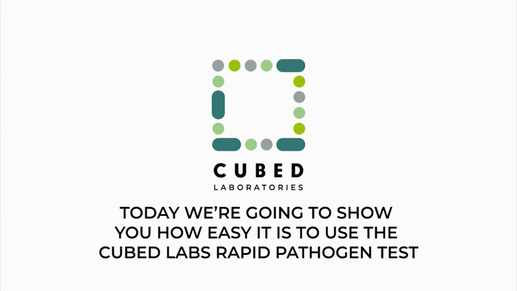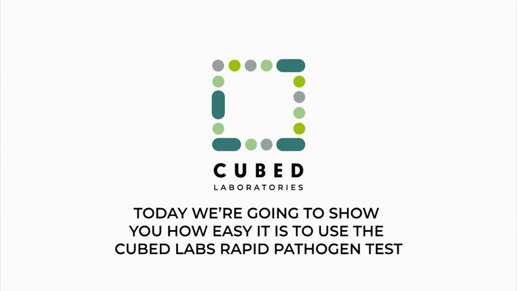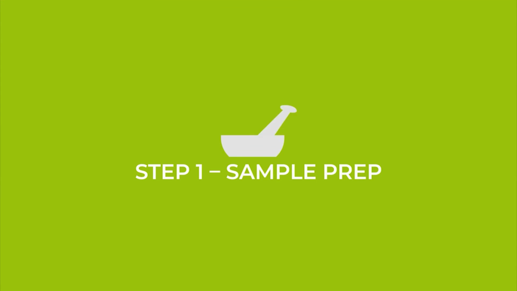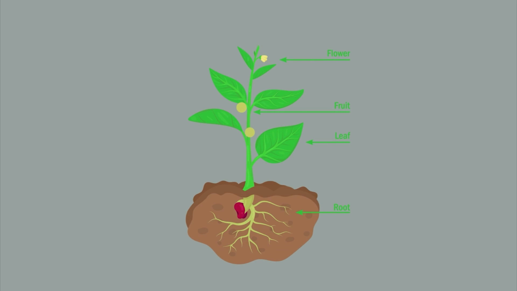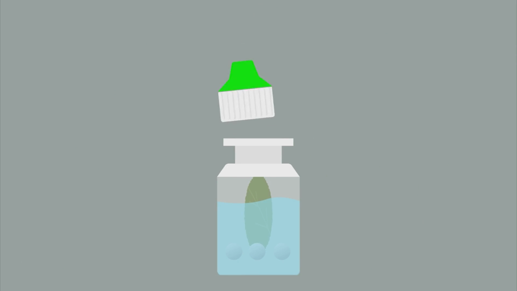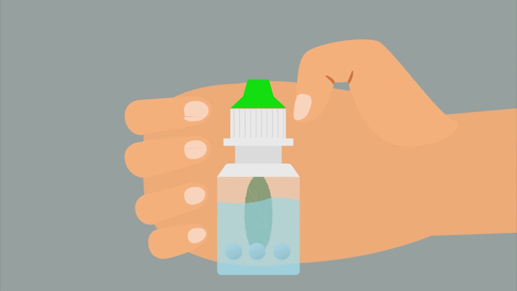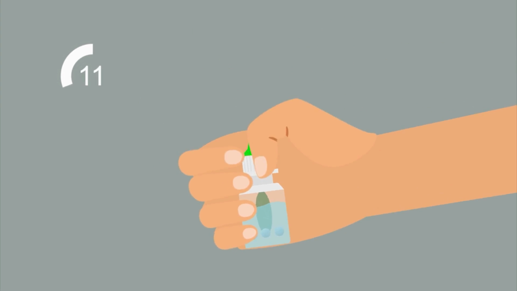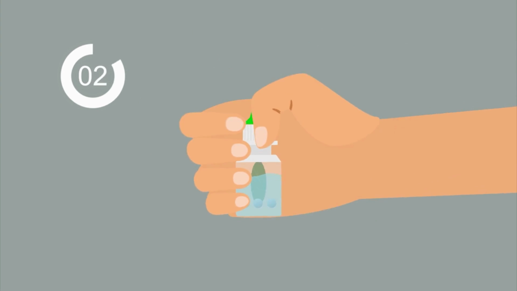Today we're going to show you how easy it is to use the Cube Labs Rapid Pathogen Test. Step 1, sample prep. You can sample the flower, leaf, stems, roots, or the fruit of your plants. Be sure to test both healthy plants as well as any that are showing signs of disease. The whole sample should be the size of a penny. Add the sample into the white capped bottle along with 3 BBs. Return the white and green caps and ensure they are snug. Shake the bottle for 15 to 30 seconds to break up the sample.